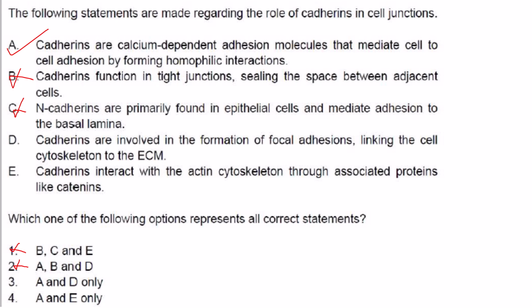Focal adhesions are the site of attachment of cell to the extracellular matrix. The main component of focal adhesion is your integrin proteins, not cadherins. So D is also wrong, that makes option 3 wrong. Then cadherins interact with actin cytoskeleton through associated proteins like catenins, that is correct. Okay, 4 is correct. A and E are correct.